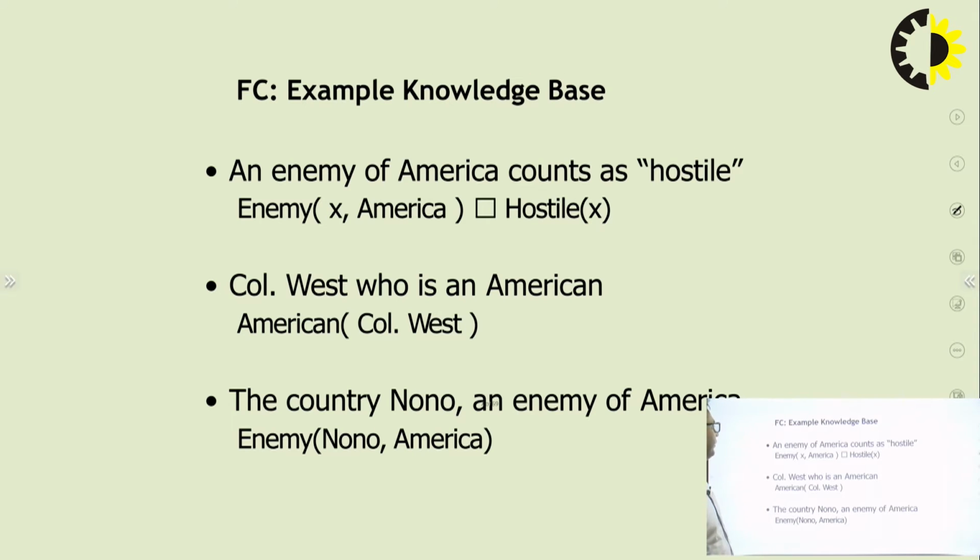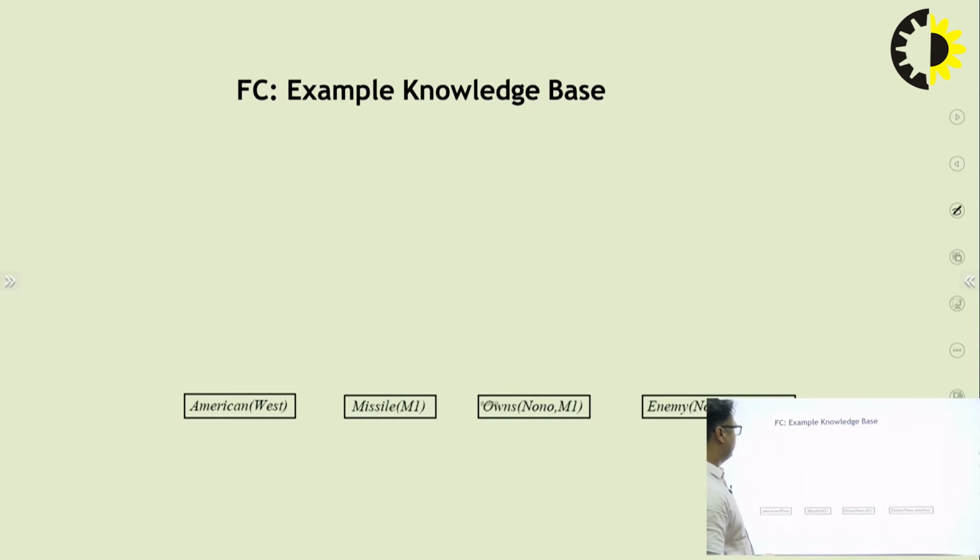Another statement is mentioned here: an enemy of America counts as hostile. That means an enemy is basically a terrorist from the American side, so it is denoted as Enemy. Enemy(X, America) means X is hostile. And West, who is an American: West is an American. Here it is already mentioned. And the country Nono is an enemy of America, so Enemy(Nono, America). These statements are used one by one for the tree.